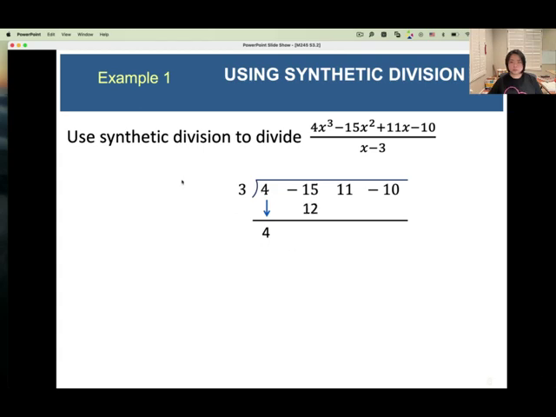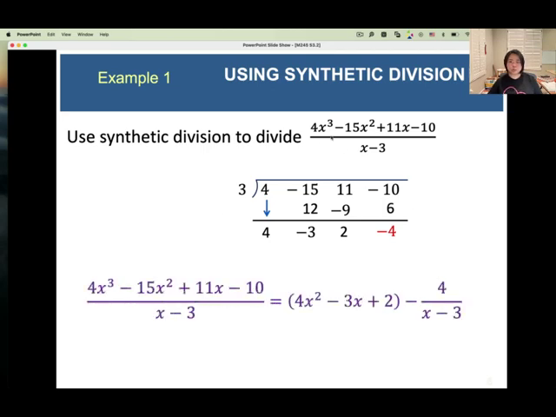Okay, so multiply it, gonna get a 12, add it up, -3. So 3 times -3, -9, add it up, 2. Multiply it, 6, and that will be -4. That will be your remainder. So write it down for your final answer. Copy the questions and then equal to the quotient. Since this is an x cubed, okay, so you subtract 1 degree. So this guy becomes 4x squared minus 3x plus 2. Okay, and then remainder -4. So -4 divided by x minus 3 here.